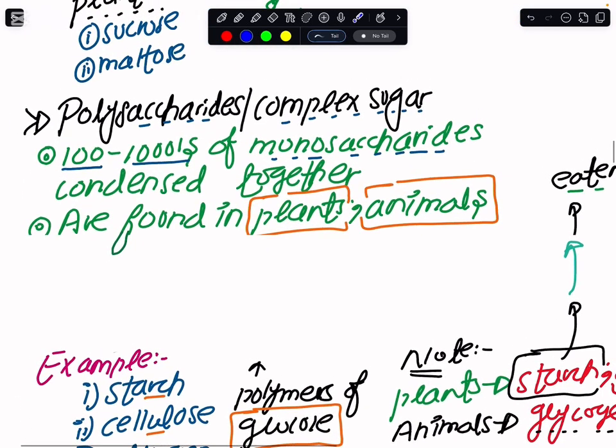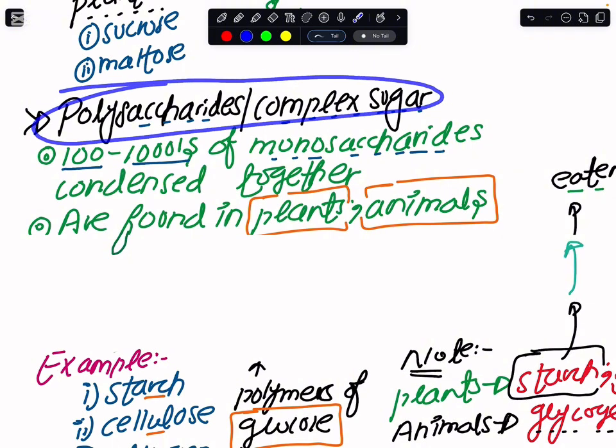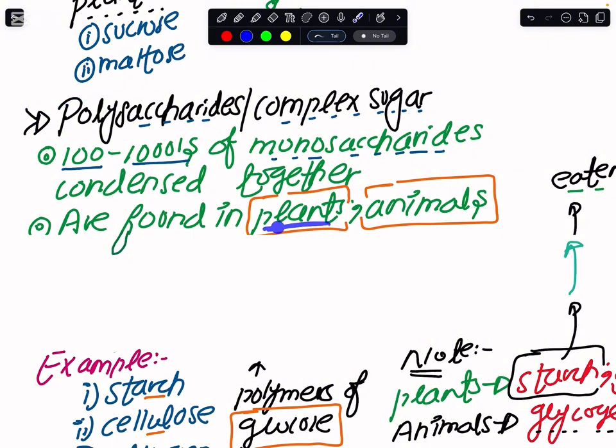Now comes the third classification of the sugars, the polysaccharides, or we refer to them as complex sugars. Poly means multiple, saccharide means sugar. So when multiple monosaccharides are linked together, we make these complex sugars. Like tens or hundreds or thousands of monosaccharides condensed together by the removal of water as we link them up. And where do they exist? They lie within the plants and also within the animals.